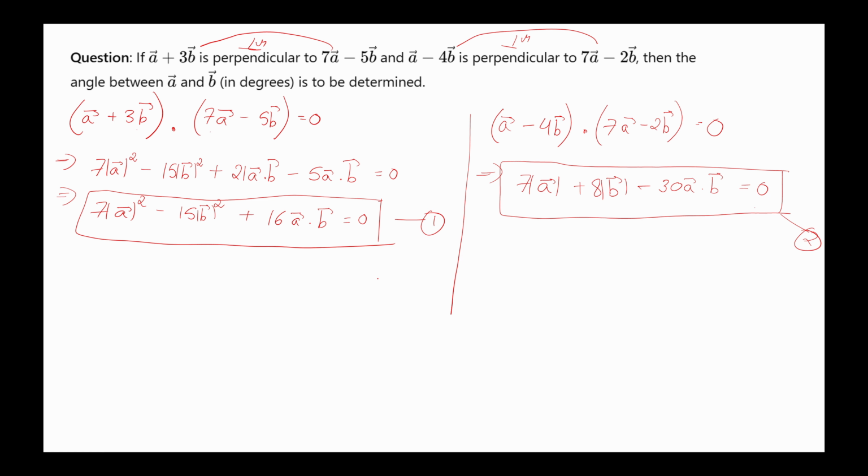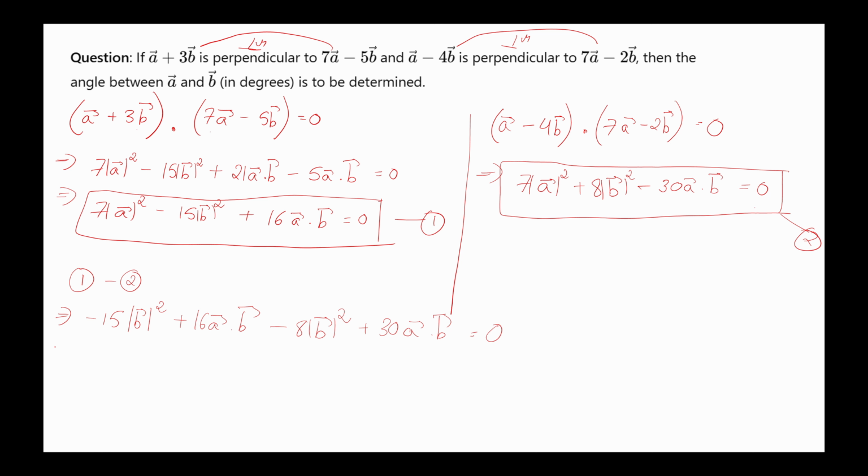So firstly, what we can say is that in both these equations we can see that 7 a vector mod square is common. So let us subtract these two equations, 1 minus 2. What are we going to get? 7 a vector square would be cancelled out, so we would be left with minus 15 b vector mod square plus 16 times a vector dot b vector, minus 8 b vector modulus square plus 30 times a vector dot b vector.